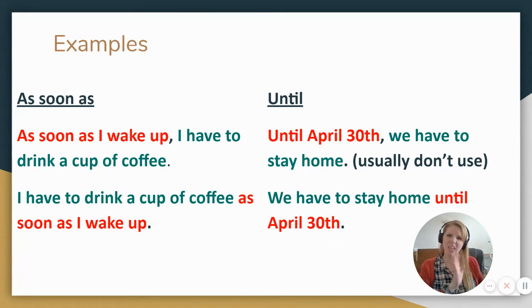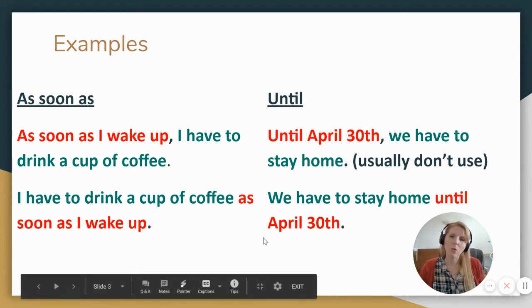So with until at the beginning of a sentence, it's more common to see until in the middle of a sentence, unless it's answering a question with a short answer. Until April 30th, we have to stay home because of COVID-19, the coronavirus. We are all right now working, or most of us are working at home, sheltering in place. So we can move that until to the second part of the sentence, to the middle or the end of the sentence, we have to stay home until April 30th.